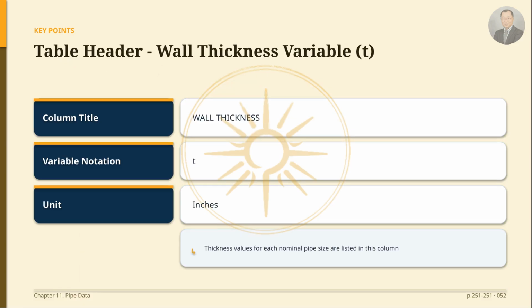I would like to introduce the wall thickness column among the pipe data table headers. This column represents the thickness of the pipe wall, denoted by the variable T in inches.